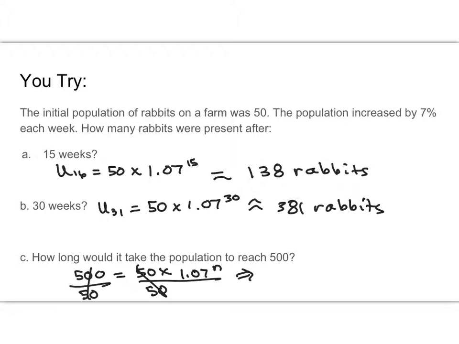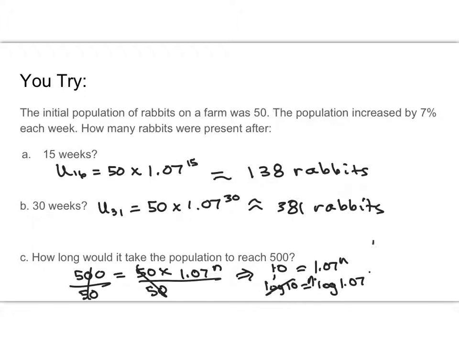And that gives me 10 is equal to 1.07 to the n. I'm going to take the log of both sides. That exponent can come down in front and be multiplied. Notice though that this is 1. Log of 10 is 1.